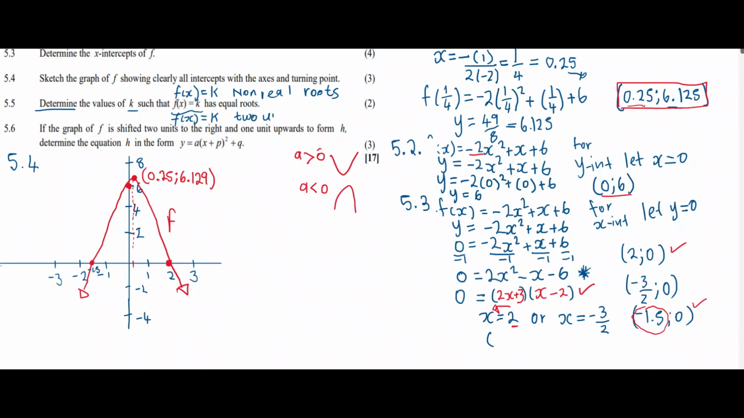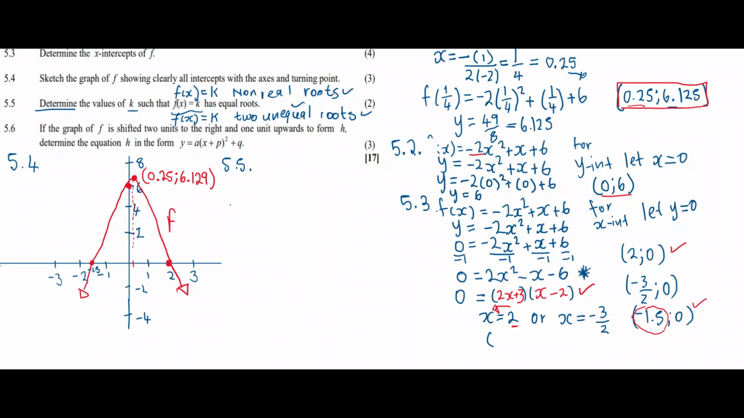Non-real roots. And then two unequal roots, because that's a parabola we're dealing with, right? So it's just going to be two unequal roots. So we'll have these different discussions for question 5.5. Let's talk about them.